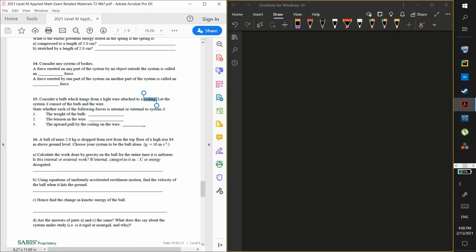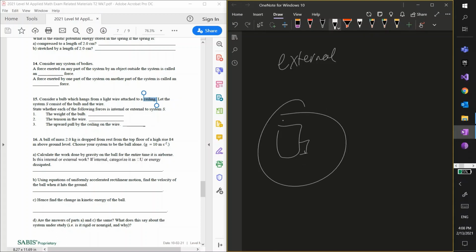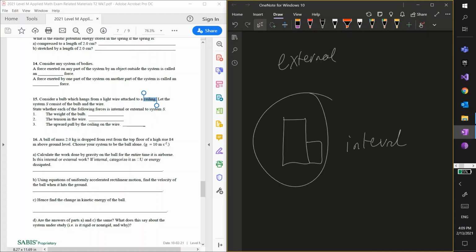Question 14: a force exerted on any part of a system by an object outside the system is called an external force. If you have two boxes and you consider this entire thing as the system, and let's say you had a human being pushing both boxes, this force would be external because the human being is not part of the system. The second one: a force exerted by one part of the system on another part of the system is called an internal force. If this entire thing is the system, then the force exerted by the small box on the big box is considered internal.